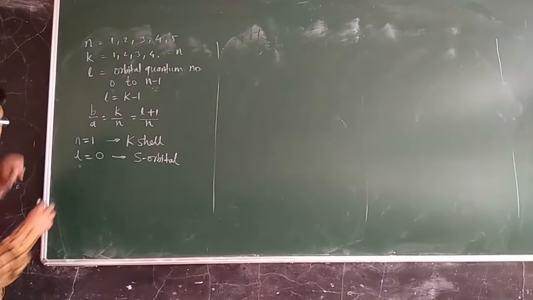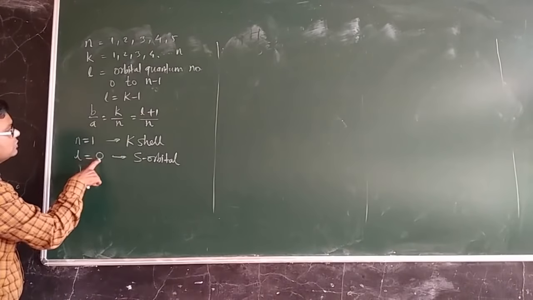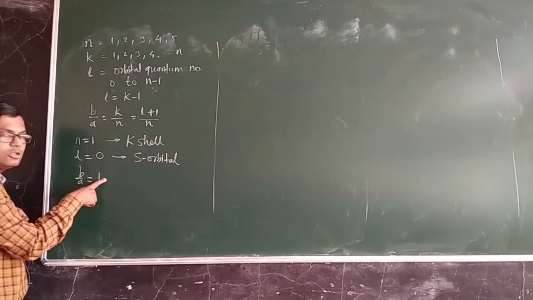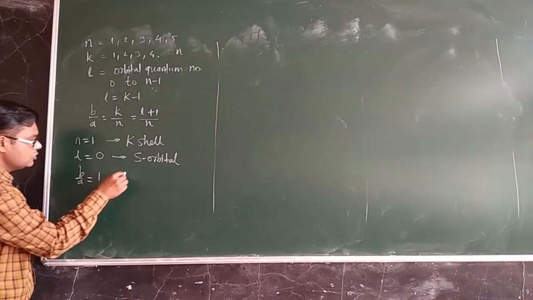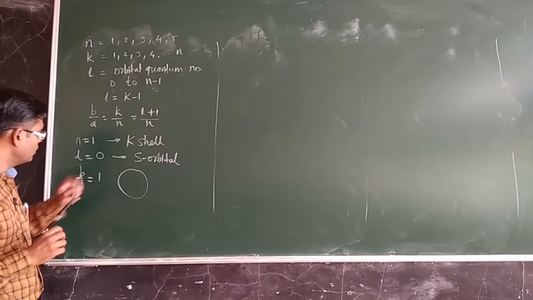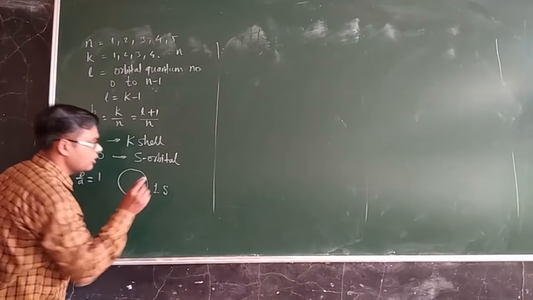Now our formula B by A becomes L plus 1, so 0 plus 1 is 1, 1 divided by 1 is again 1. So B is equal to A, and we will get a circle. So here we will get a circular orbit. This orbit is represented by the 1s orbital.